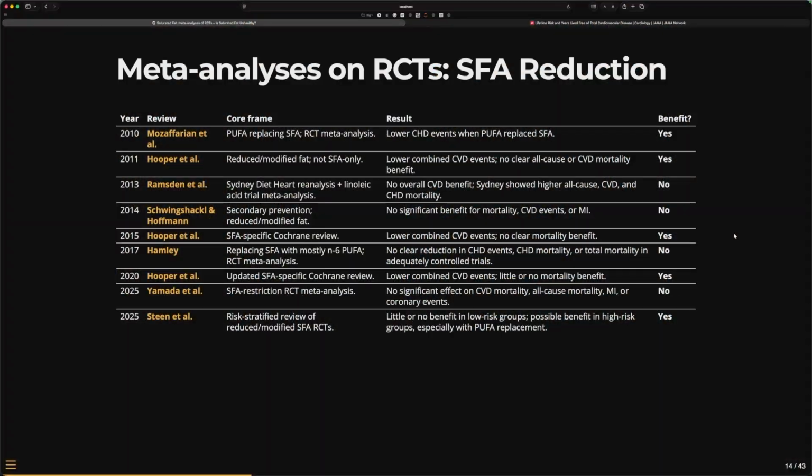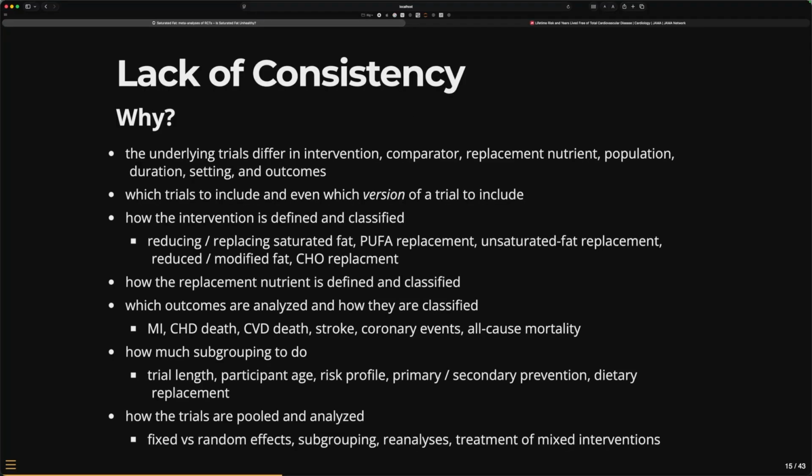Okay, so back to the regularly scheduled program. Okay, so I think we just finished with this slide that just lists different meta-analyses and whether there's a benefit to reducing saturated fat. And some say there's a benefit, some say there's not. So there's a clear lack of consistency, and there are many reasons for that. And basically it comes down to the underlying trials that they include.